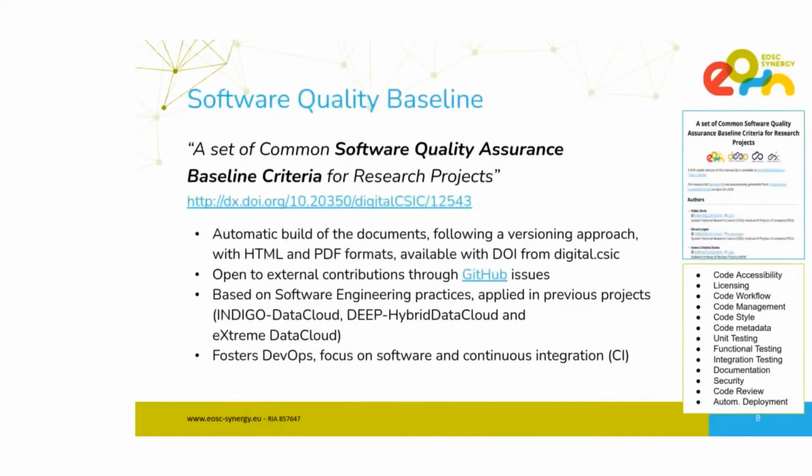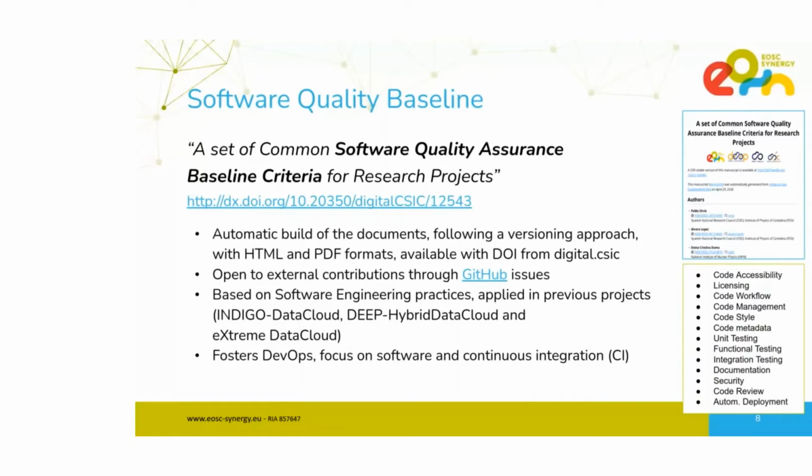Those documents which I mentioned, there are two of them. One is for software quality, called a set of common software quality assurance baseline criteria for research projects. This is a live document hosted at GitHub, and basically everyone can contribute via GitHub issues. There is a versioning approach, which means that there are different versions, which are then converted into HTML and PDF formats and published at the digital repository with a DOI number.